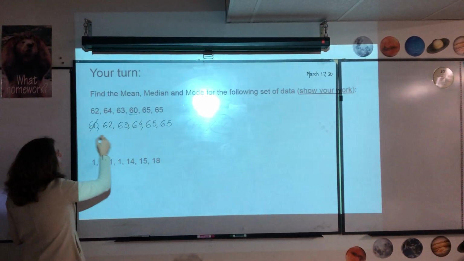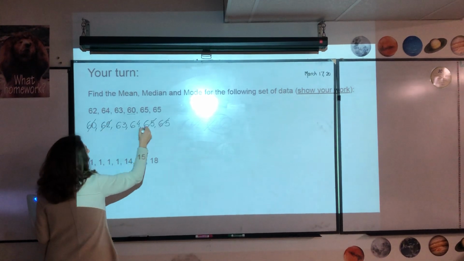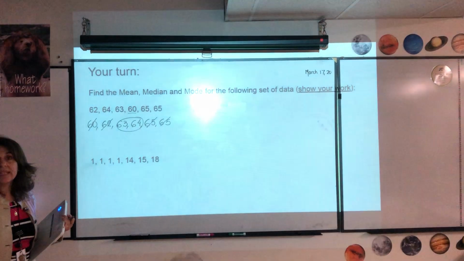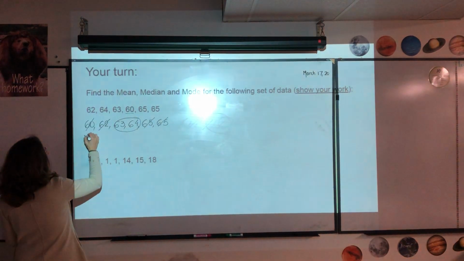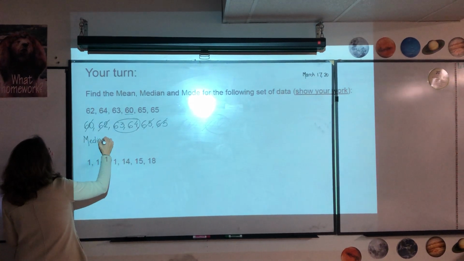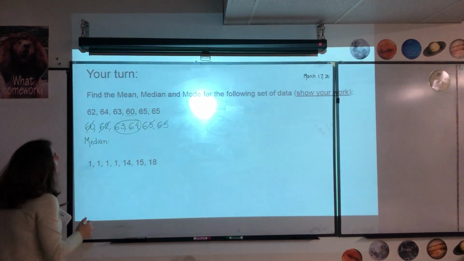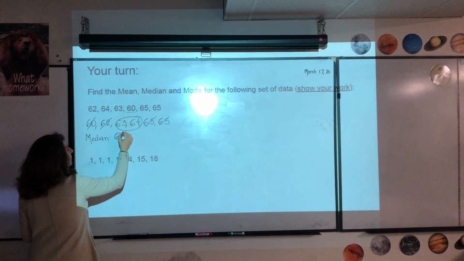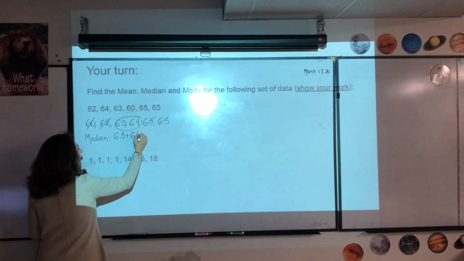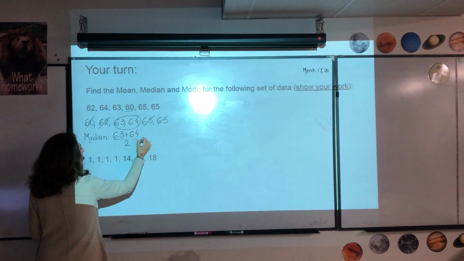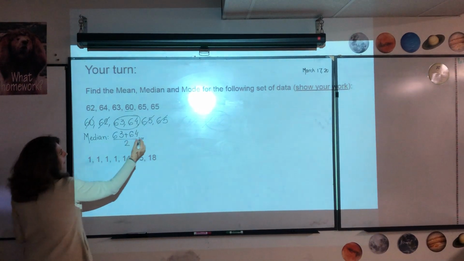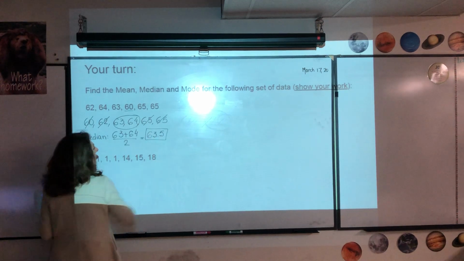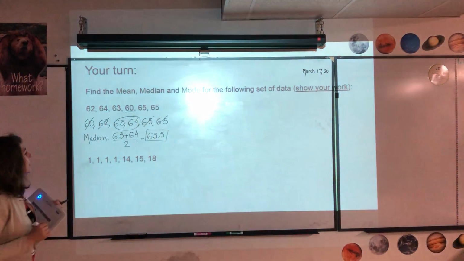So I go and I count, and I have these two numbers here that were left in the middle. So my median is going to be what? It is going to be 63 plus 64 divided by 2. And this gives me 63.5. This is the median.